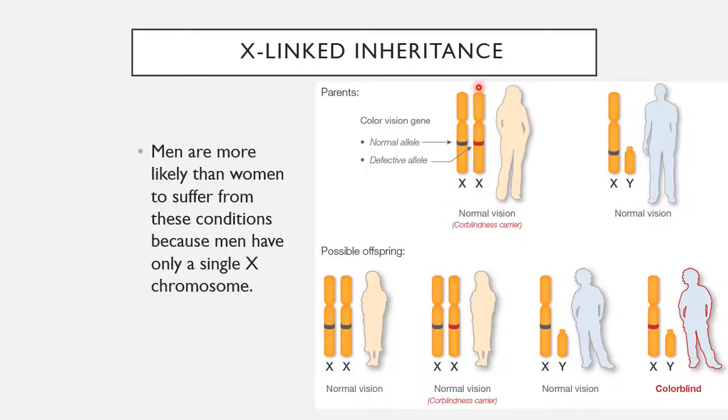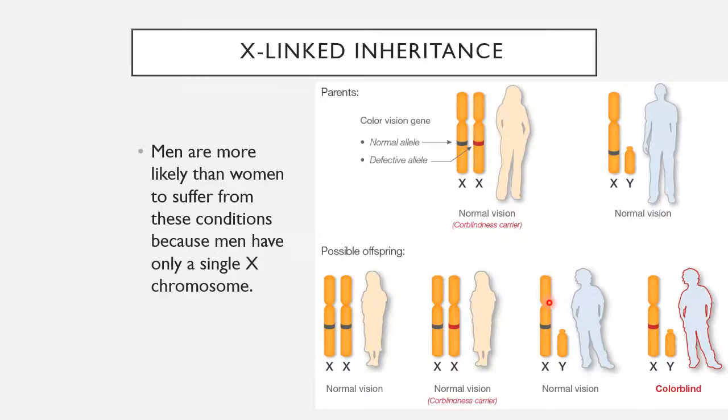This second female got a normal X chromosome from dad, a color blindness allele chromosome from mom. So she has normal vision, but she is a carrier for color blindness, but she is not colorblind herself. Another possibility is that they will have a boy, and he could get a normal X chromosome from mom and a Y chromosome from dad. Since he has a normal X chromosome, he has normal vision.